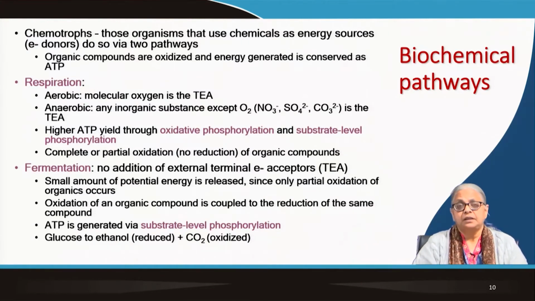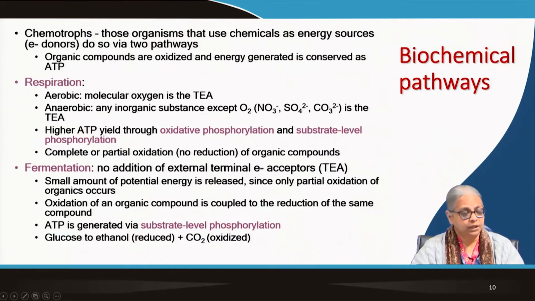So for understanding how energy is generated, we need to have some understanding of the biochemical pathways. Now, there are several methods that organisms can use for deriving energy. So we know that there are chemotrophs. These organisms are the ones that use chemicals as energy sources or electron donors. Now, they can use it in two pathways. You have respiration or fermentation. Within respiration, you have two pathways, aerobic or anaerobic. Now, organic compounds are oxidized and energy is generated and conserved in the form of ATP. We all know that. Let's take a look at these two pathways.